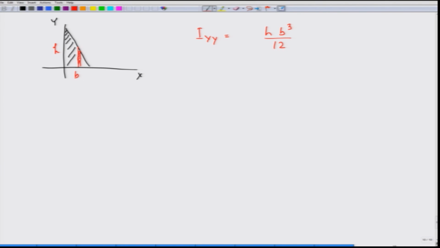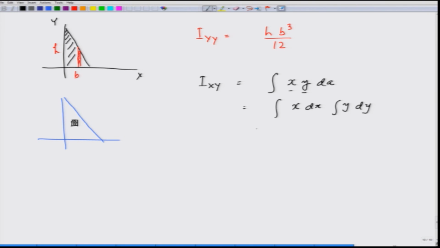And finally, let us calculate I_xy, which is nothing but the integral of x y dA. Now, in this case I have to be a little careful, because this integrand involves both x and y. I will take a small area here and write this as the integral of x dx y dy, or equivalently y dy x dx. You can perform one of the integrals to start with.